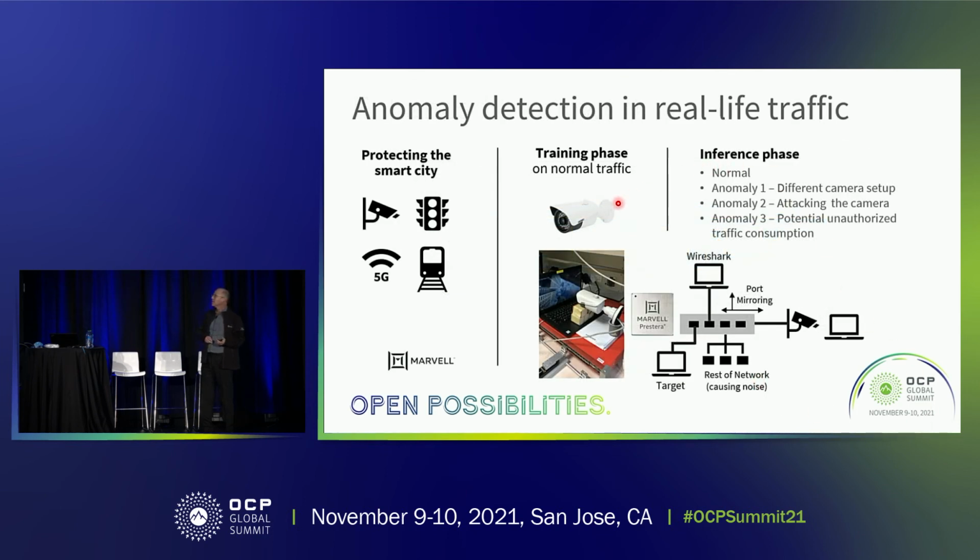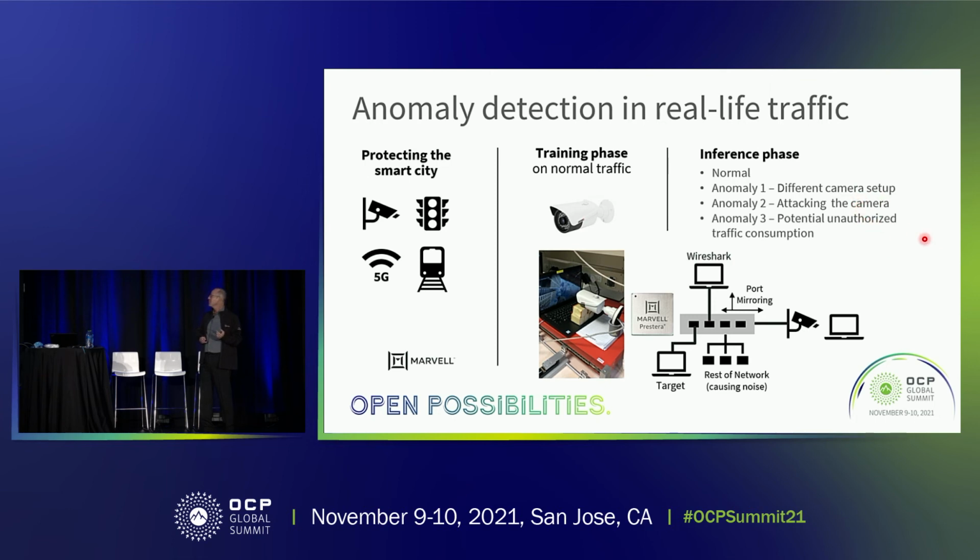So we tested it in a live network in our lab. We took the example of sensors. We tried to see if we can identify abnormal behavior of a sensor. During the training phase, we trained the model for a couple of minutes on the normal behavior. And later in the inference phase, we first injected normal traffic to make sure we don't have any false alarms. And then we added anomalies and tried to detect them.